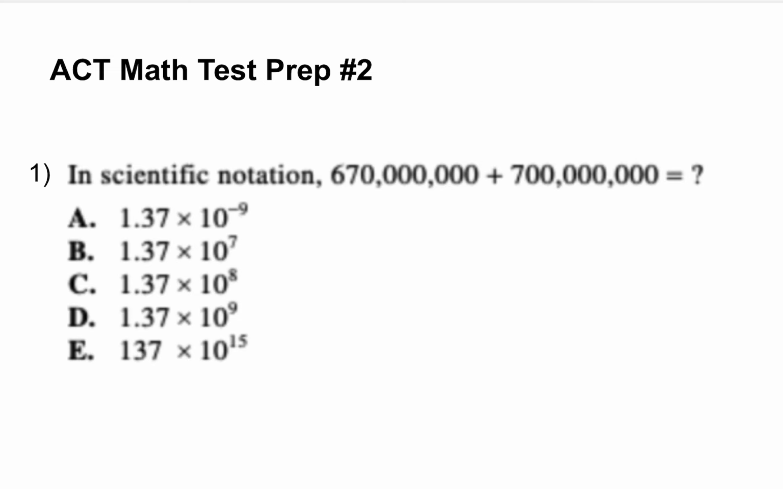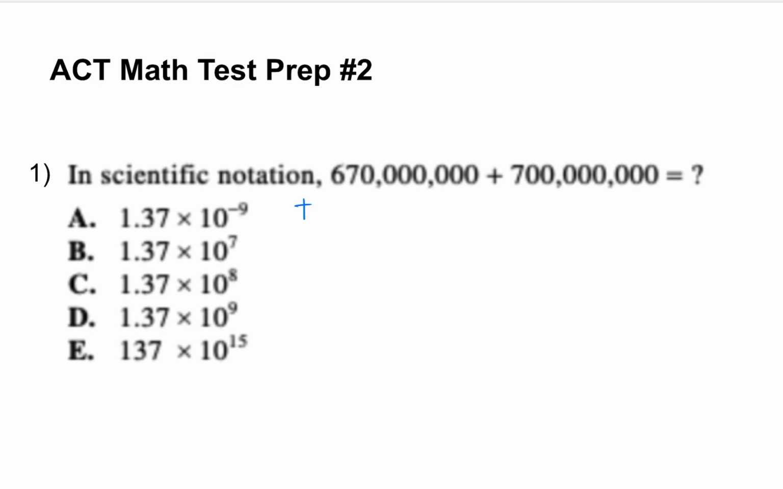In this video, we are going to talk about ACT math test prep questions. Number one problem is about scientific notation, and we're asked to add these big numbers. So if the calculator is available, we can just type this in our calculator, or we can do this manually.